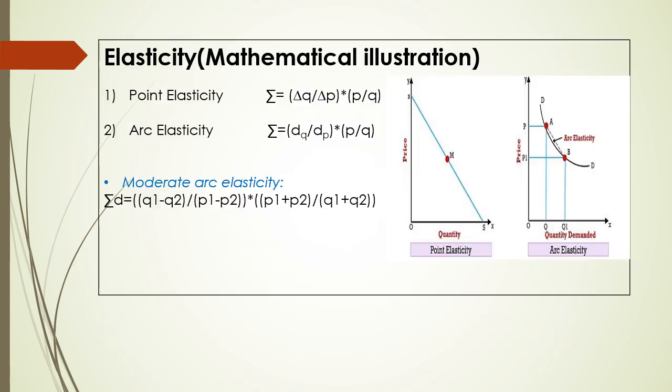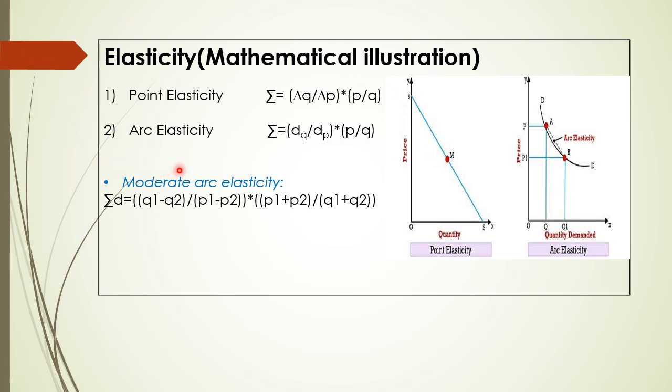Now let's move on to the last part of our discussion, how elasticity is measured. There are 2 main approaches, point elasticity and arc elasticity. Point elasticity measures elasticity at a specific point on the demand curve. The formula for point elasticity is elasticity equals del Q divided by del P times P divided by Q. For point elasticity, the slope is constant all over the curve.